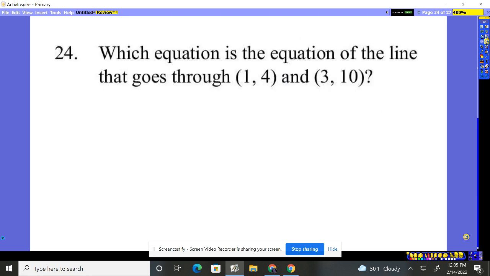24, we need an equation. As soon as they ask me for an equation, I know I'm going to write y minus y sub 1 equals the slope times x minus x sub 1, always. Now I need to find the slope. It goes through these points. How do I find slope? It is the change in my y values over the change in my x values.